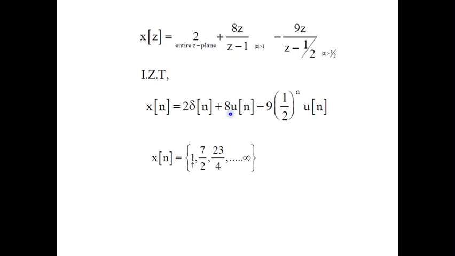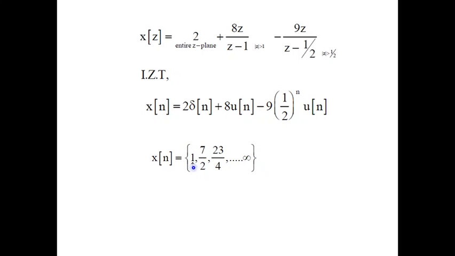So 2 plus 8 is 10. And then 1 by 2 power 0, u of 0, which is 1. So 10 minus 9 is 1. Similarly, we go for all values of n equal to 1, 2, 3 and so on, and the pattern repeats.